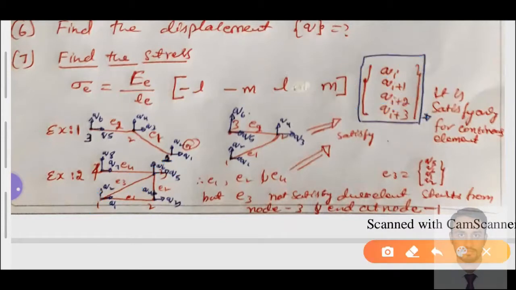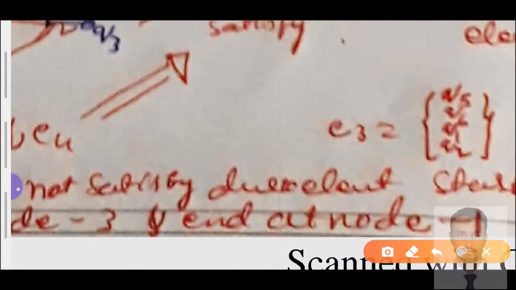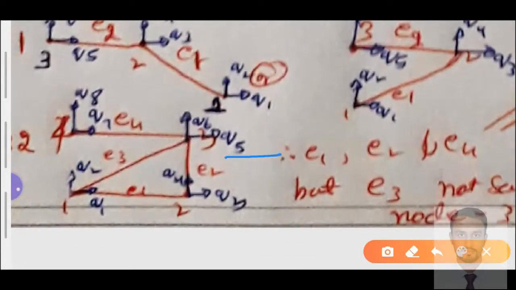You can see here I have given for this element: element number 1, element number 2 and element number 4 satisfy this equation, but element number 3 does not satisfy it. That will start from 5 6 1 2. You can see here, 5 6 1 2, for element number 3, the displacement vector starts from nodes 5 and 6 and ends at node number 1 and 2.